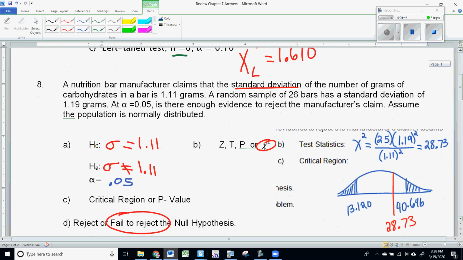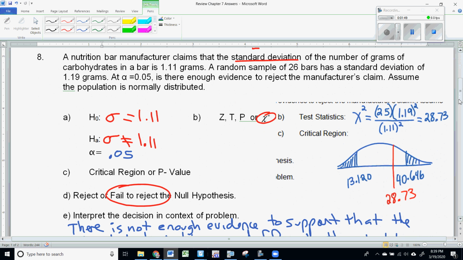All of the rest of the problems here are going to be hypothesis testing, and one of the first things you want to think about is, what type is it? So really one of the first questions you should ask is this part B, and think about what type of test this is. In this case, it says the nutrition bar manufacturer claims the standard deviation. That tells you it is a chi-squared. So notice our null and alternate hypotheses are sigma is equal to 1.11, and sigma is not equal to 1.11.